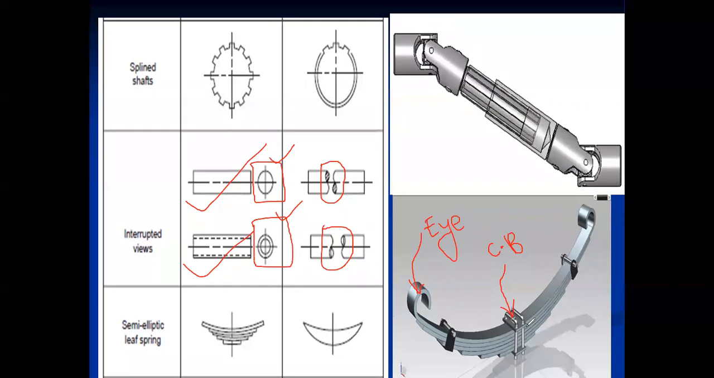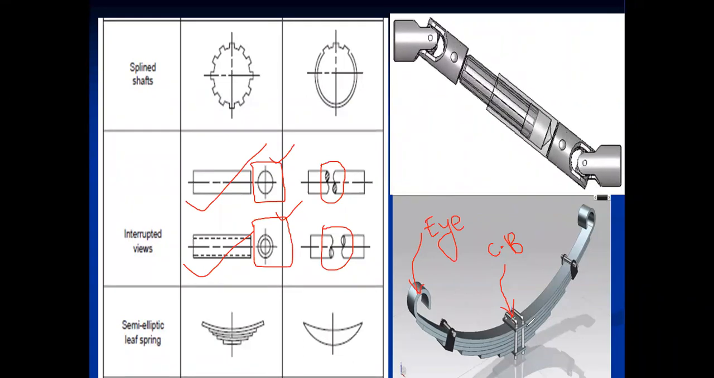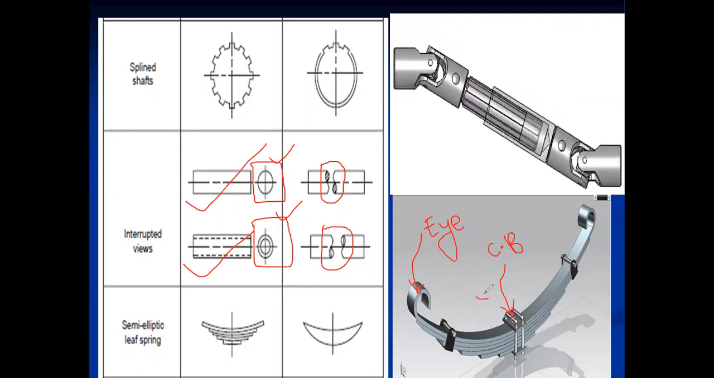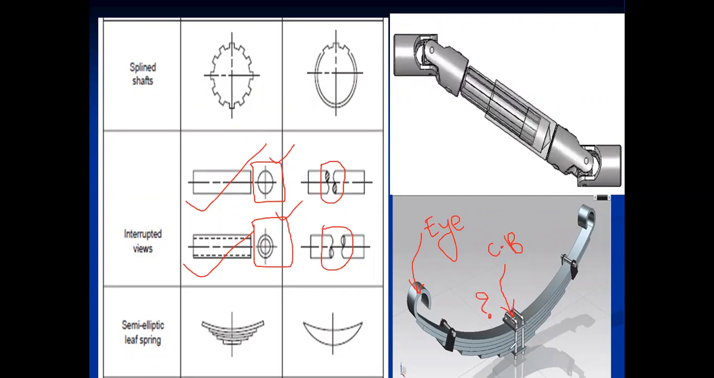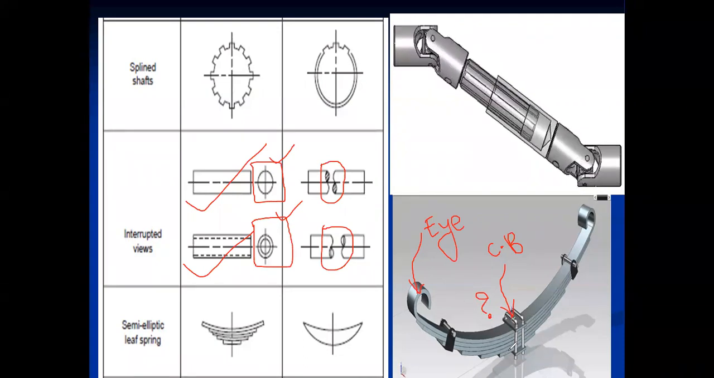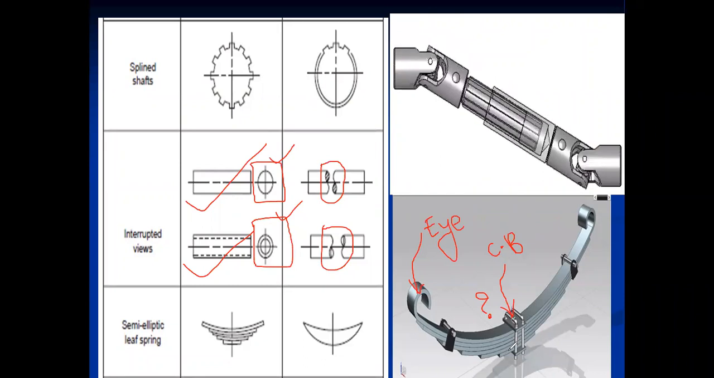And why is the center band used in case of leaf spring? What is the purpose of this center band? To hold the number of leaf springs together. That is the purpose. Okay, so that we have seen.